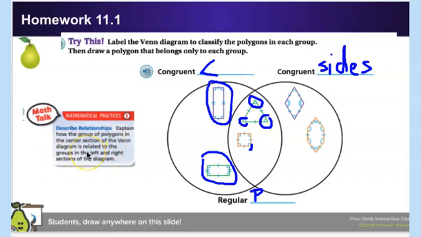So explain how the group of polygons in the center section of the Venn diagram is related to the group on the left and the right. Well, if these all are shapes that have the same size angles throughout, then the ones in the middle also have the same size angles throughout. If on the right side they have the same length of sides throughout, well then the ones in the middle should have that as well. So the ones in the middle have both properties, both features, but these on this side only have the feature of the same measurement for angles, and these only have the feature of the same length of sides.